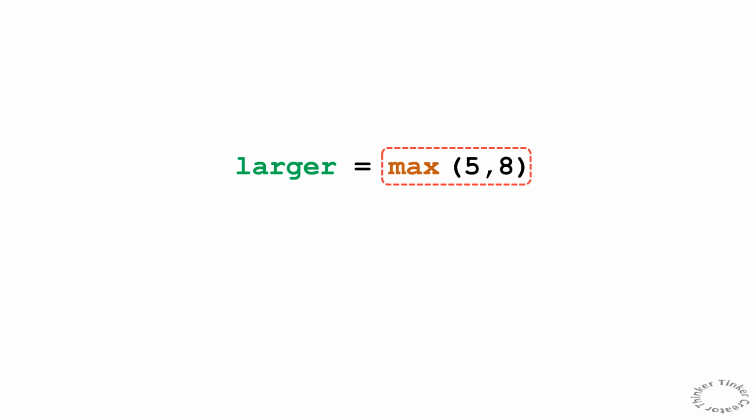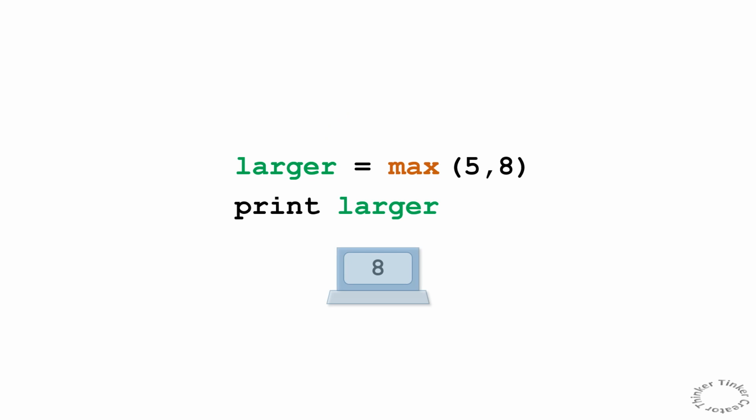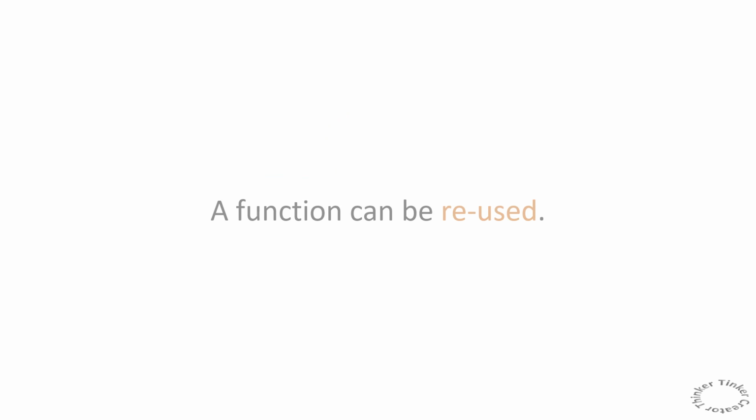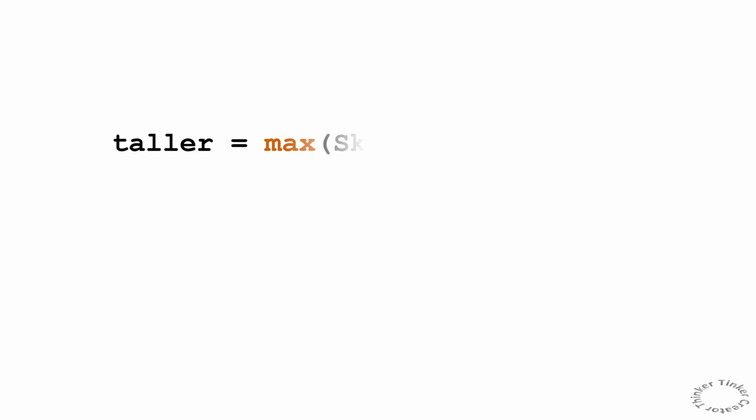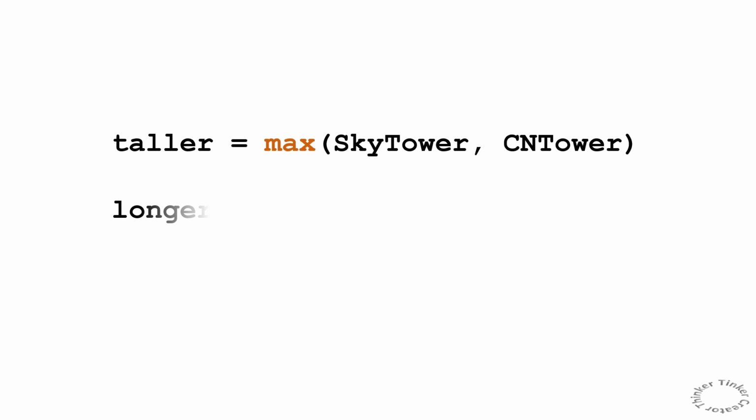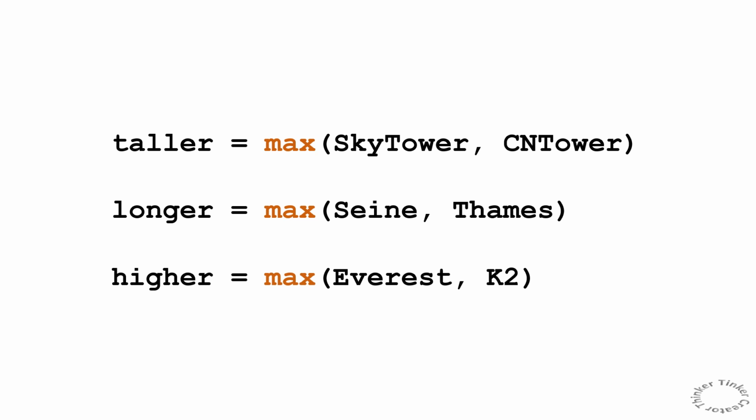Remember, with an assignment operator, the code on the right-hand side runs first. The result is then assigned to the variable on the left-hand side. We can view the output value when we print it to screen. The beauty of a function is that it can be reused. We don't need to rewrite the same code each time we want to calculate the larger of two values.